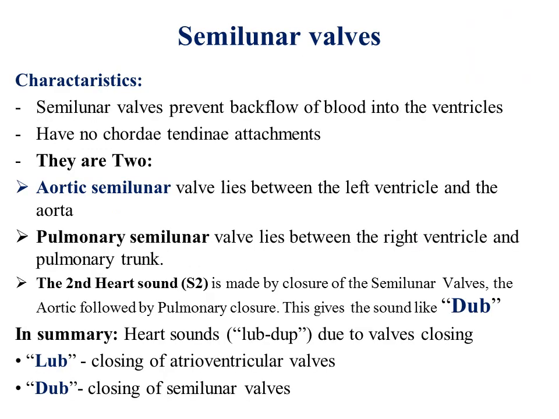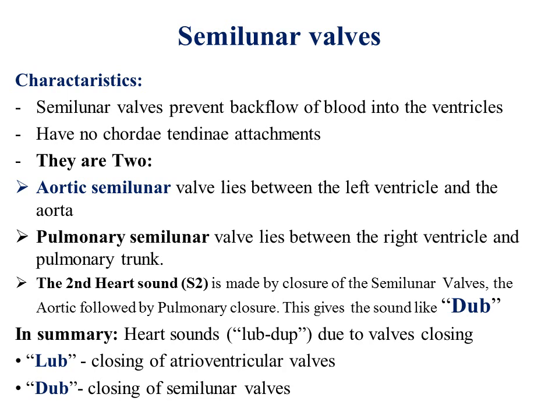Coming to the semilunar valves, they guard the exits of the aorta and the pulmonary trunk from the left ventricle and right ventricle, respectively. The aortic semilunar valve lies between the left ventricle and the aorta. The pulmonary semilunar valve lies between the right ventricle and the pulmonary trunk. Their closure causes the second heart sound: closure of the aortic followed by the pulmonary closure gives the second heart sound.